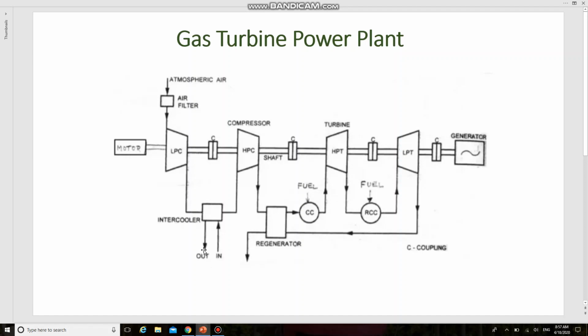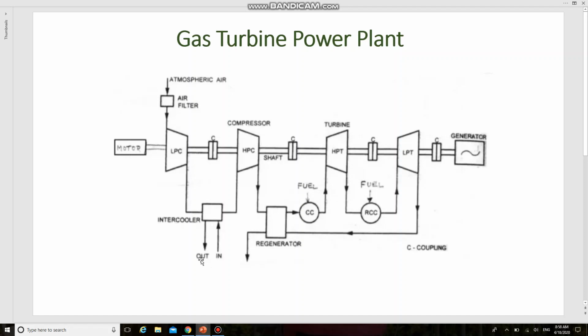The energy required to compress the air is proportional to the air temperature at the inlet. The cooling of compressed air in the intercooler is generally done by water. So the cooling water will be sent in this way, and the used water will be sent out through this.